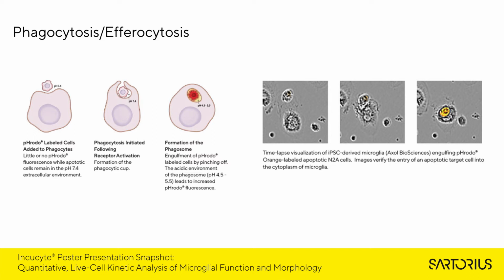On the right image panels here, you can see a time-lapse visualization of iPSC-derived microglia engulfing a pHrodo orange labeled apoptotic neuro 2A cell. You can see in the first image, when the cell has not been phagocytosed yet, you see very little fluorescence. In the middle, you can see it beginning to be engulfed by the microglia cell. And then finally, in the third image, you can see it enter the low pH phagosome, and you see that fluorescent orange signal.